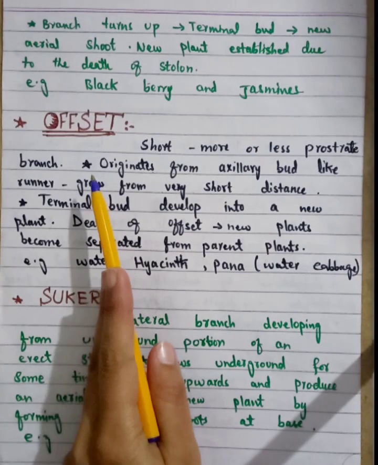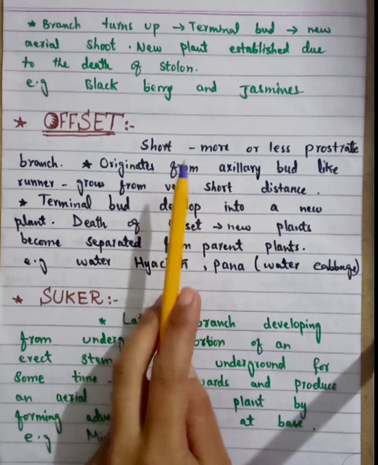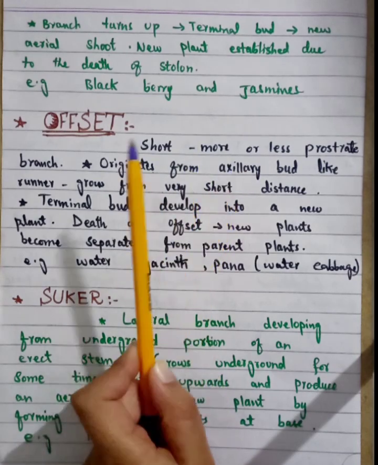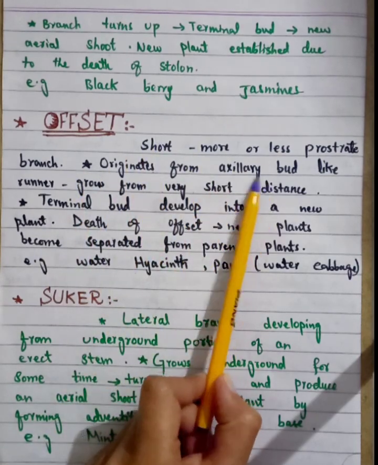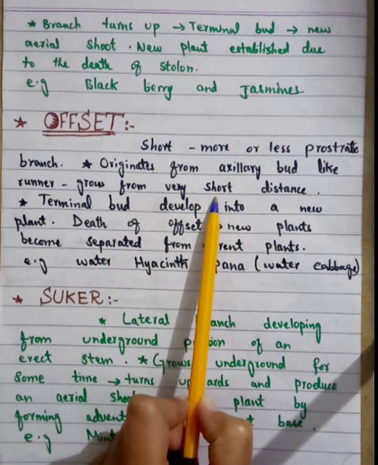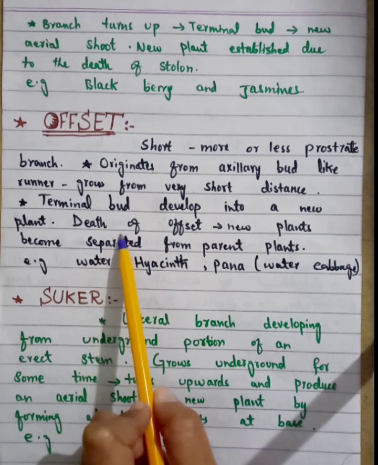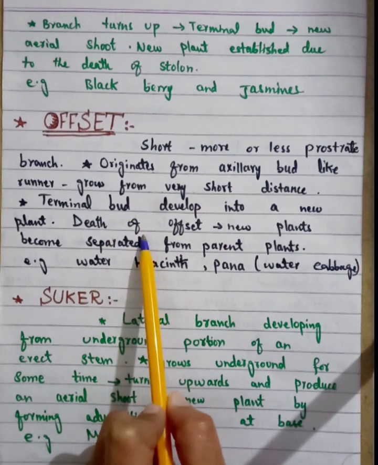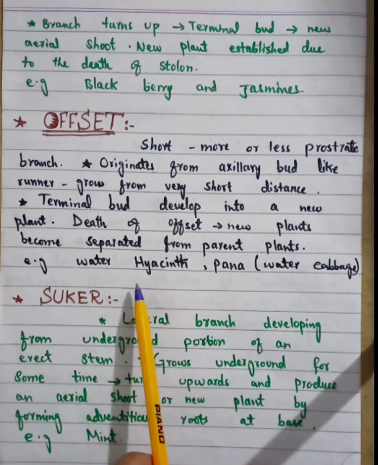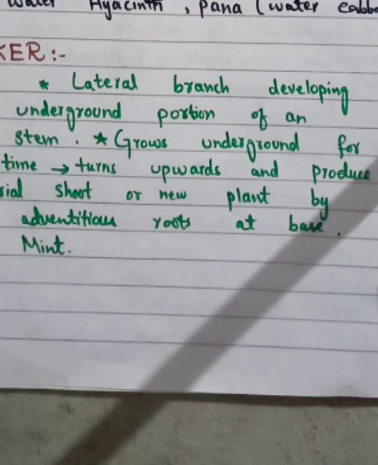The next one is the offset. It is a short, more or less prostrate branch. It originates from an axillary bud like a runner, but it grows for a very short distance, and then its terminal bud develops into a new plantlet. By the death of the offset, new plants become separated from the parent plant. Examples are water hyacinth, Pistia, and water cabbage.